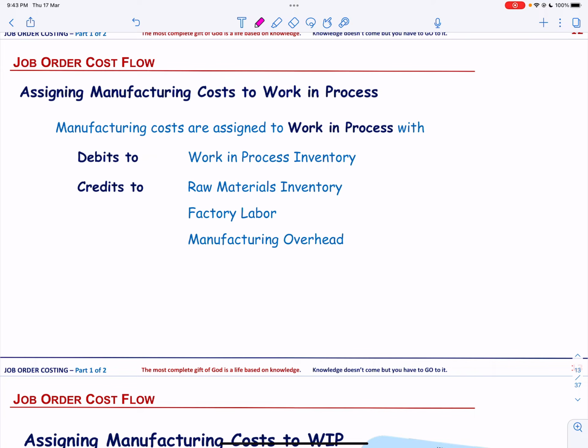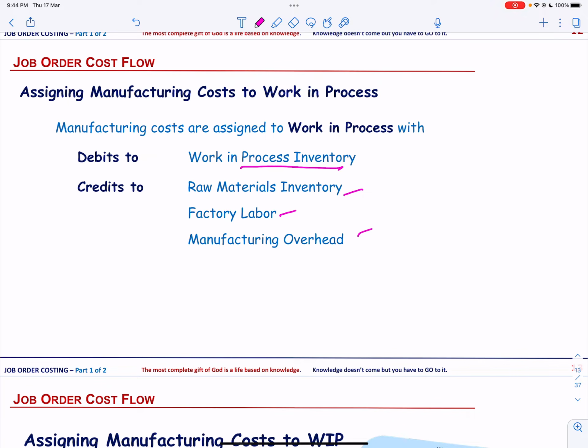Assigning manufacturing cost to work in process results in the following entry: debits made to work in process and credits to raw material, factory labor, and manufacturing overhead. Companies use a job cost sheet to record the cost chargeable to a specific job and to determine the total and unit cost of the completed job. Each job has a separate job cost sheet.